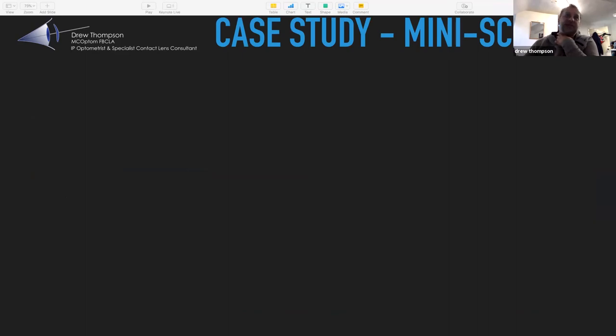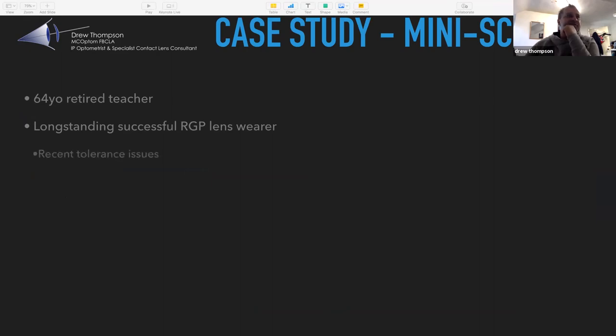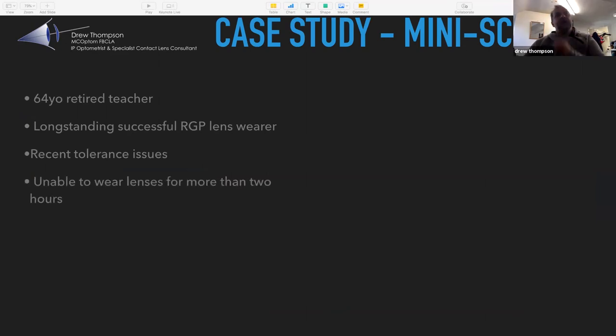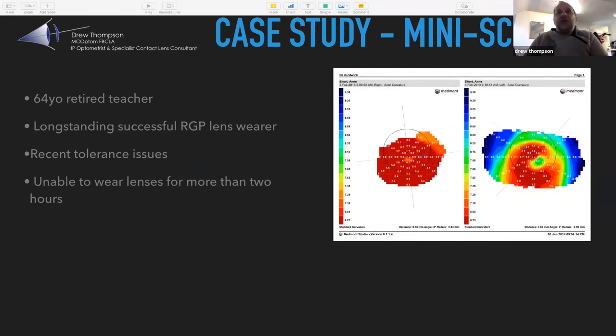So a case study for a mini scleral lens. We've got a 64-year-old retired teacher who was wearing RGP lenses, and she was managing okay. She was one of these patients that said she was actually having no problems with the vision. She had a little bit of tolerance issues. She said they were a little bit uncomfortable. Ignore that, she said they were actually reasonably okay. But if you look at the topography here, you can see that the right eye particularly is very, very steep.